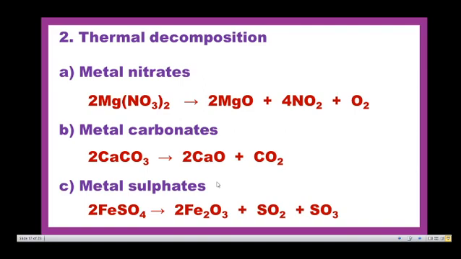Decomposition of salts. Metal salts, metal nitrates, metal carbonates, metal sulfates, they decompose and produce oxides. Magnesium nitrate decomposes, producing magnesium oxide, nitrogen dioxide and oxygen. Among metal carbonates, calcium carbonate decomposes into calcium oxide and carbon dioxide. Iron sulfate, ferrous sulfate, decomposes into iron oxide, sulfur dioxide and sulfur trioxide. So oxides are formed by the thermal decomposition method also.